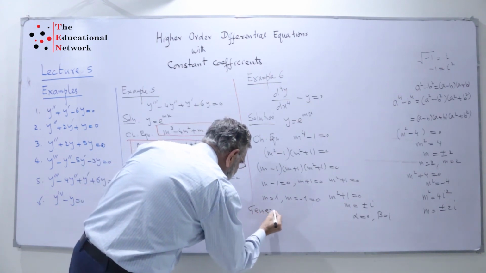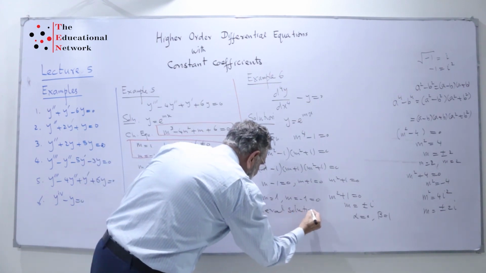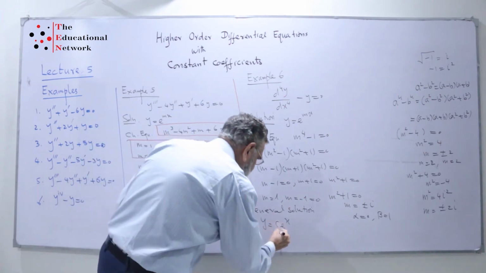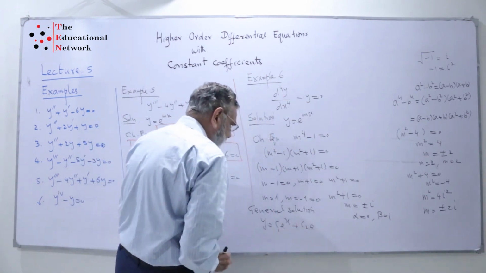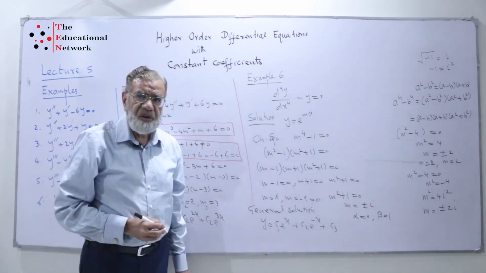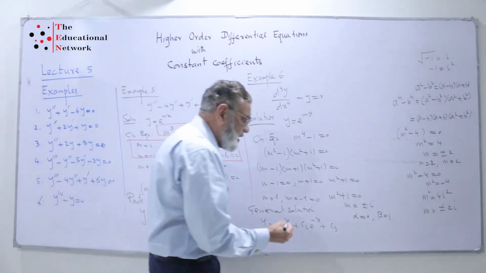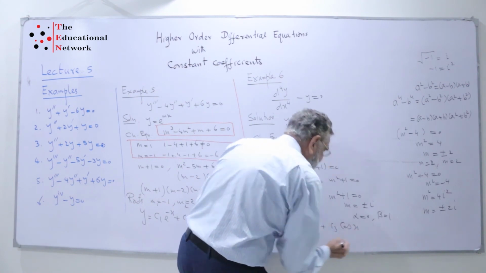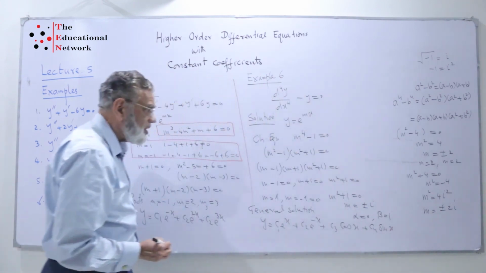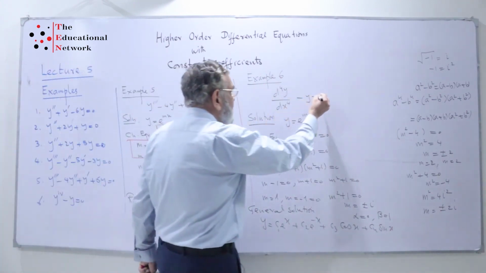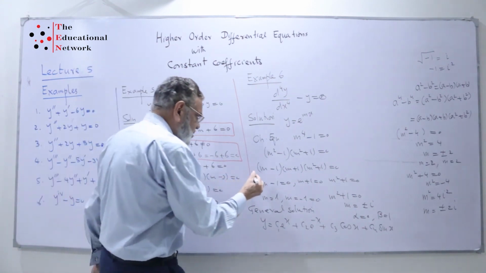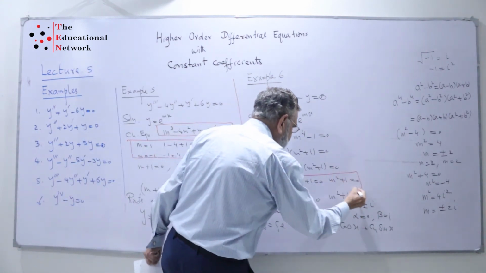So my general solution in this case is y = c1 e^(m1 x), m1 is 1, plus c2 e^(m2 x), m2 is -1, plus c3 e^(alpha x), alpha is 0, so e^0 is equal to 1, so we get c3 cos(beta x), beta is 1, plus c4 sin(beta x), beta is 1. So this is my solution for this equation. It had mixed roots, real roots and complex roots, and we have the combination of these as the solution of our problem.